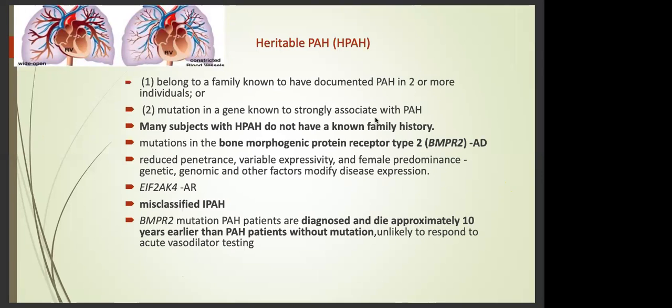It has been documented, so we have to start thinking about this whenever pulmonary arterial hypertension is documented in 2 or more individuals, and if it is associated with a mutation in a gene. The strange thing about this disease is that there's no associated or known family history. And the mutations in the bone morphogenic protein receptor type 2 can be autosomal dominant, which leads to reduced penetrance, variable expressivity, and there can be female predominance. Genetic, genomic, and other factors can modify the disease expression as well.